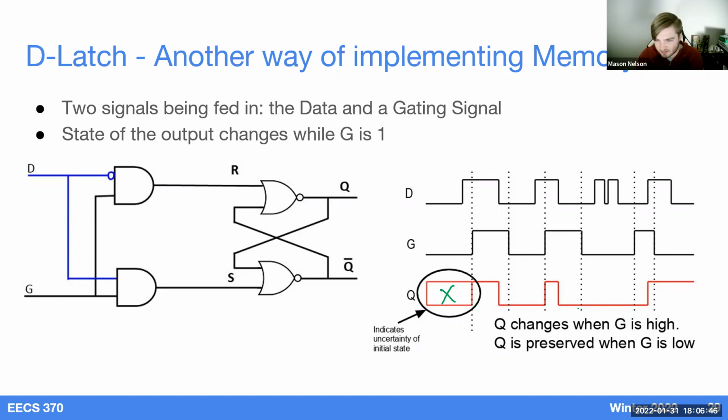Now, it is kind of inconvenient, kind of inconsistent, to have some sort of constant state while G is a 0 and our output may be flipping back and forth while G is a 1. So we're going to want to prevent that with a flip-flop.